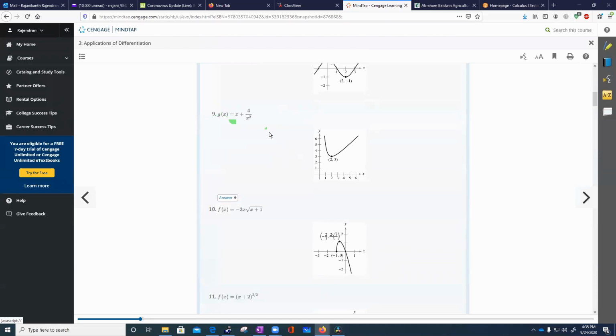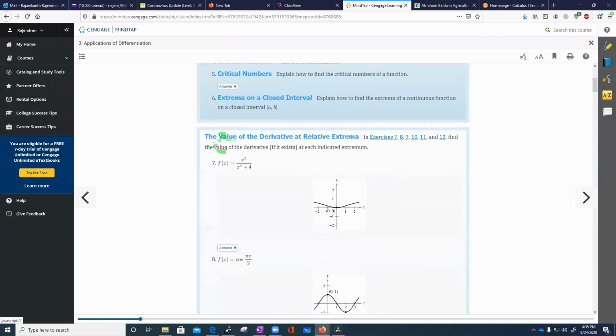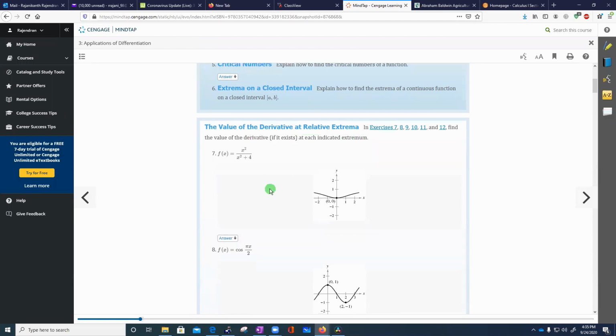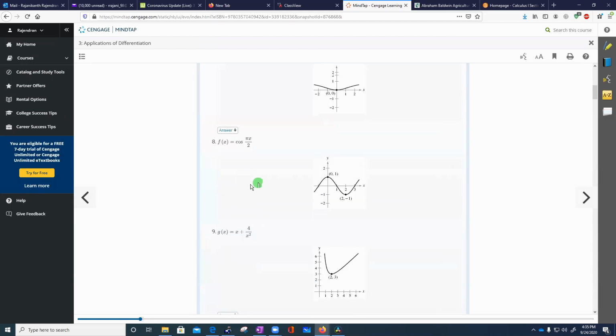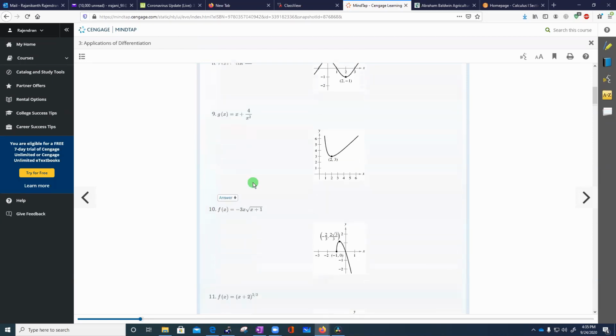Look at this problem, number 9. The problem is to find the value of the derivative. So they are asking us to find the derivative function's value at each indicated extremum. So you will be given one extreme point. You know now, right? Extreme means either minimum or maximum. So look at this number 9. The extreme point is here, right? In other words, the minimum value of the function is here. So you are given a point. You need to tell me what the derivative value is, right?